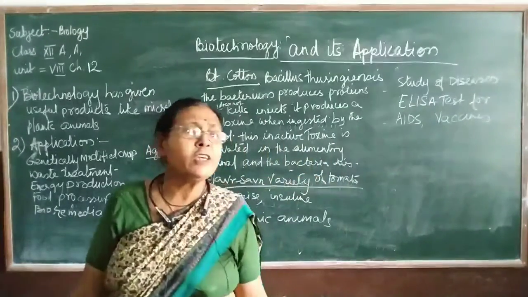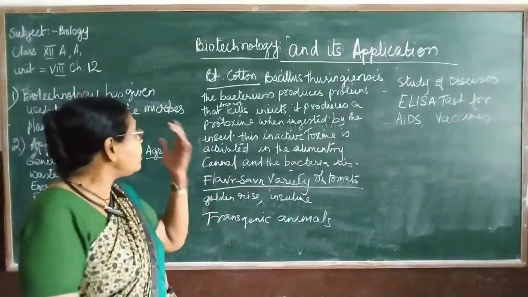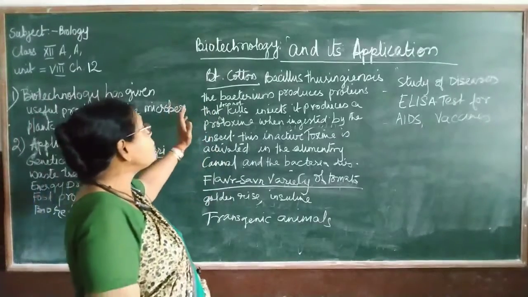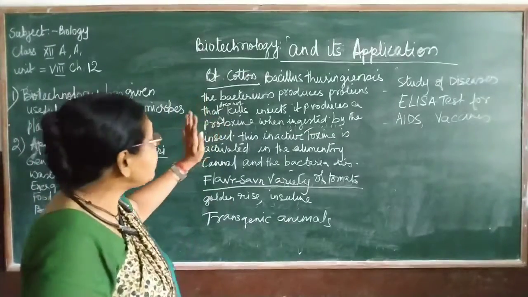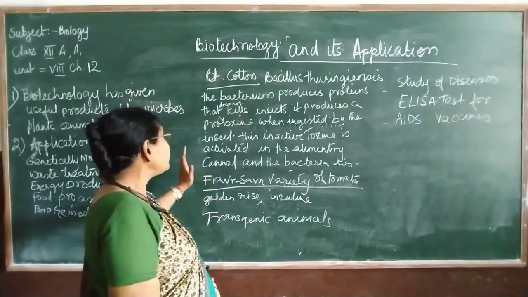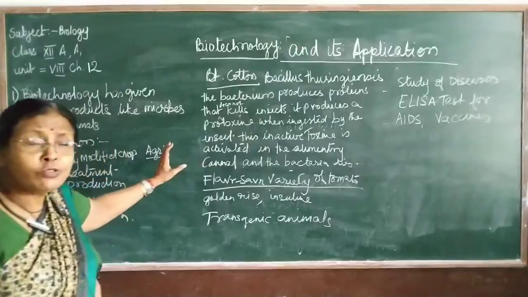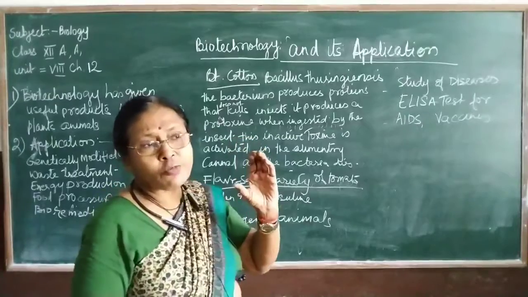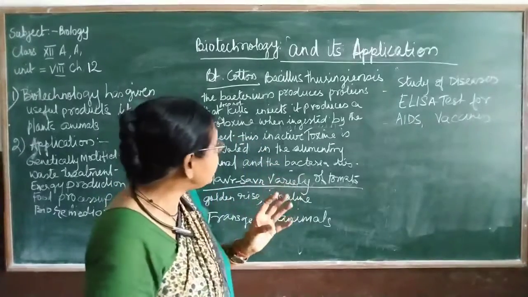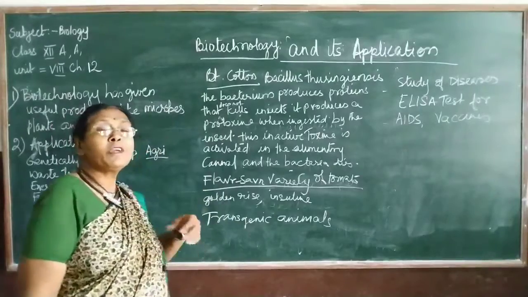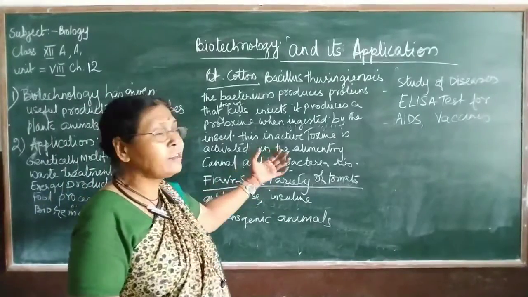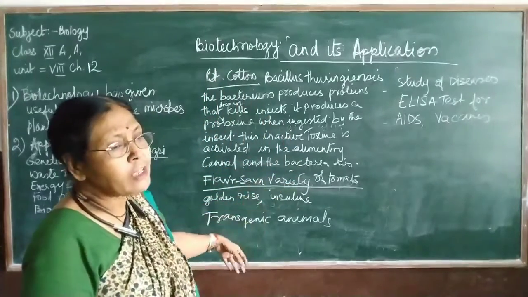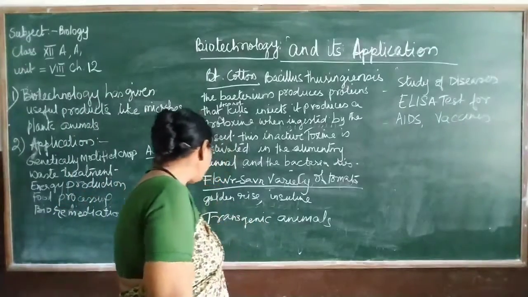So, BT cotton today is used worldwide and we get good quality of cotton nowadays. This is also an application of biotechnology. Then earlier I told you about the tomato, the flavor variety of tomato. Nowadays we get good quality tomatoes and their shelf life has also increased. Why? Because they have applied some biotechnology and their life has been increased.